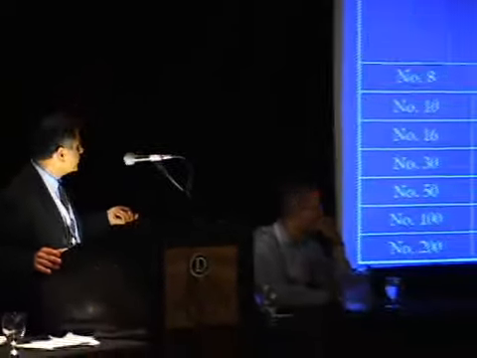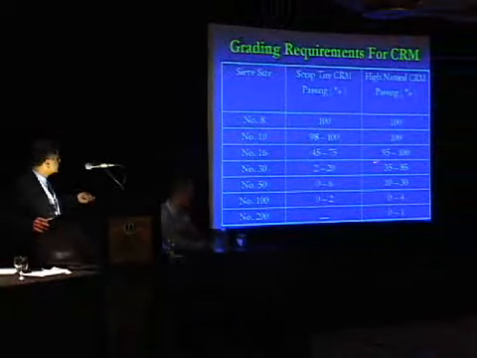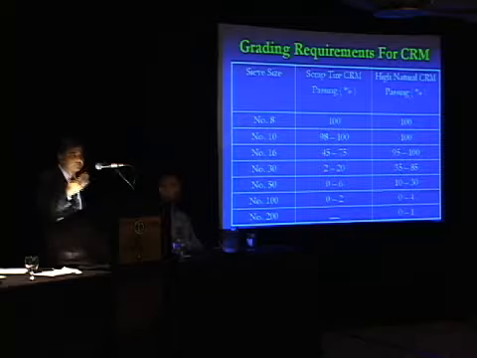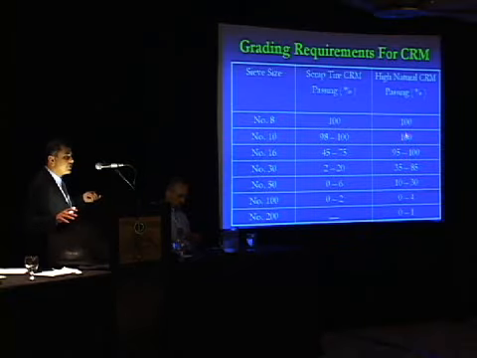High natural rubber is a finer rubber by gradation and by chemical analysis. You're looking at pretty much minus 16 mesh rubber, 95 to 100% passing 16 mesh. By the way, people talk only about nominal sizes, 10 mesh, 16 mesh, but each of these sieve sizes is also important to the performance of asphalt rubber.